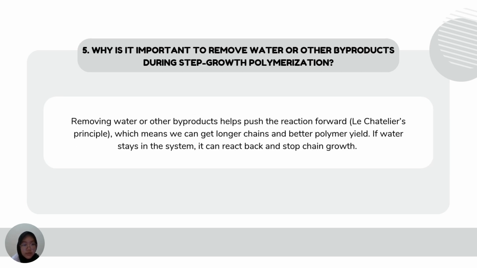And number 5, why is it important to remove water or other byproducts during step growth polymerization? Removing water or other byproducts helps push the reaction forward, by Le Chatelier's principle, which means we can get longer chains and better polymer yield. If water stays in the system, it can react back and stop chain growth.